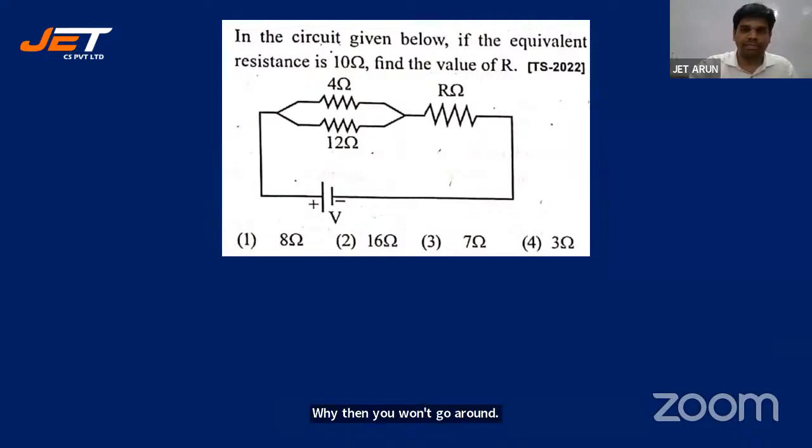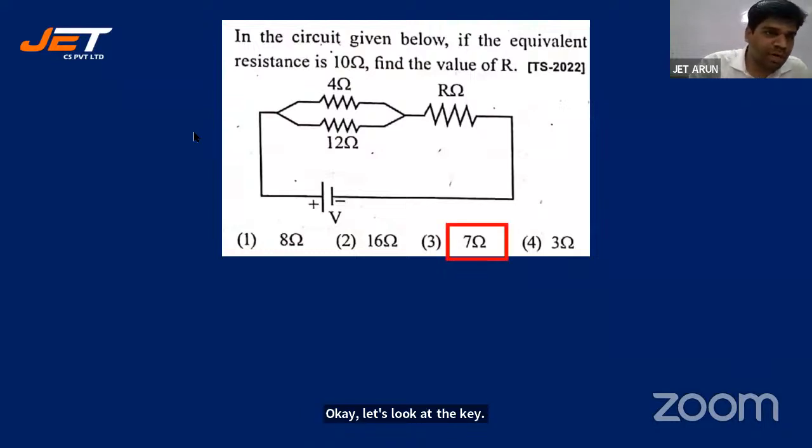Okay, let's look at the key. 7 is absolutely right, students. So, Sampath, Pranati, Monica, Manohar, Rohini, Nikhil are all right. Sampath is right. Manohar is right. Sai Charan is right. Ashwin is right. Sanjay is right. Sanjay has written 7 ohms. That's absolutely right. Let's look at the solution, students.